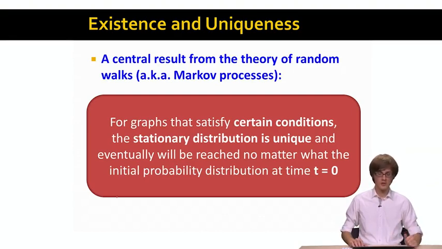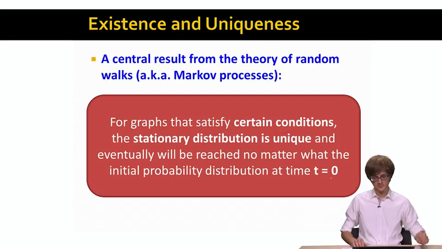Another important consequence of this random walk interpretation is that there is a rich literature on random walks. Random walks are called Markov processes, or first order Markov processes, because they have very little history. And the central result from the Markov process or random walk literature is that under certain conditions, basically conditions on the matrix M, this stationary distribution is unique, and it will eventually be reached no matter what the initial probability distribution at time t equals 0 is.